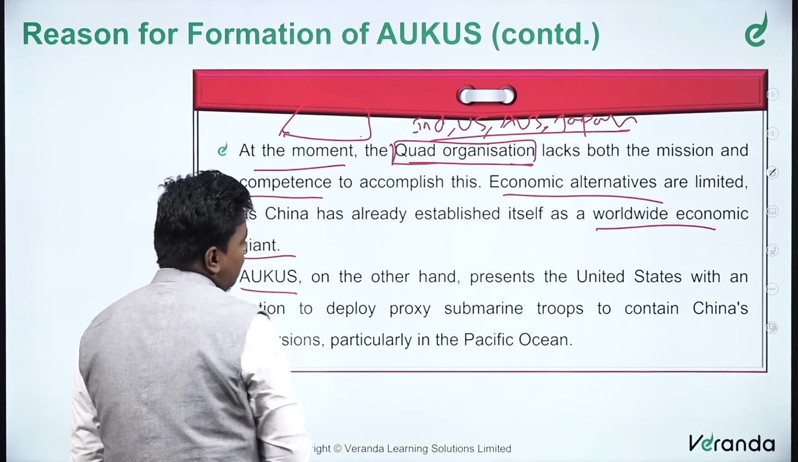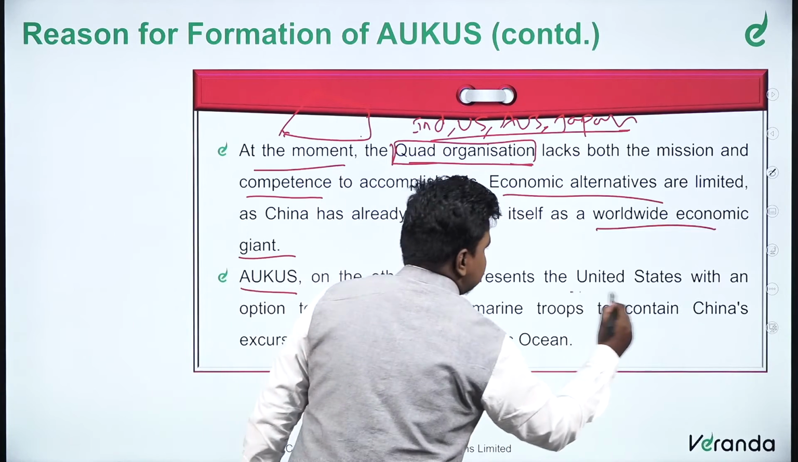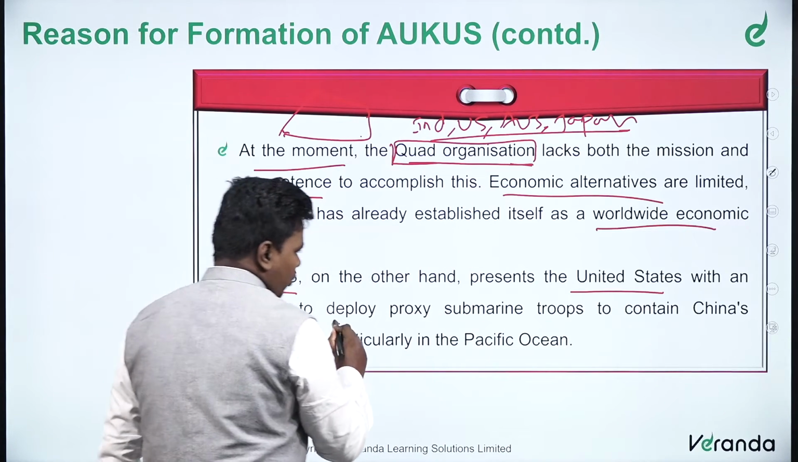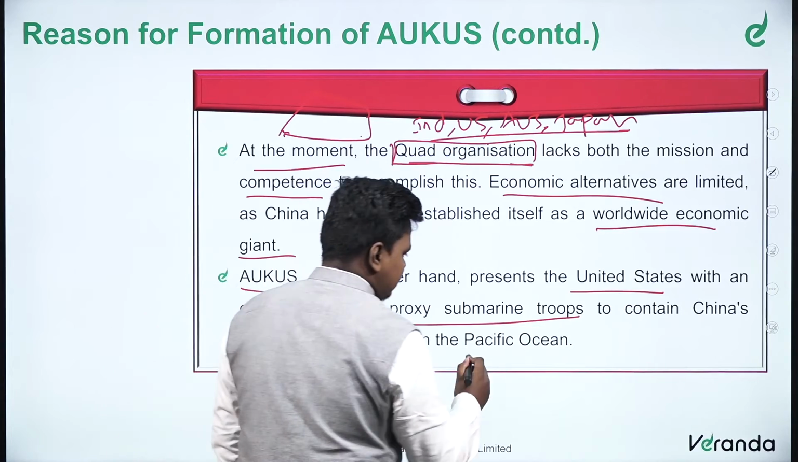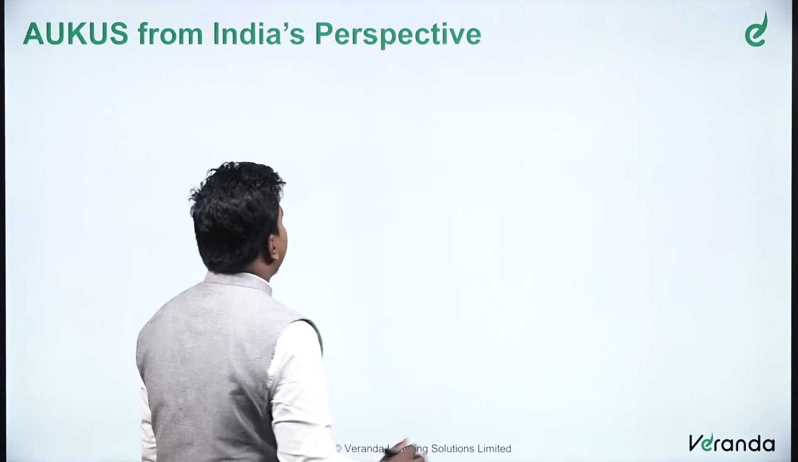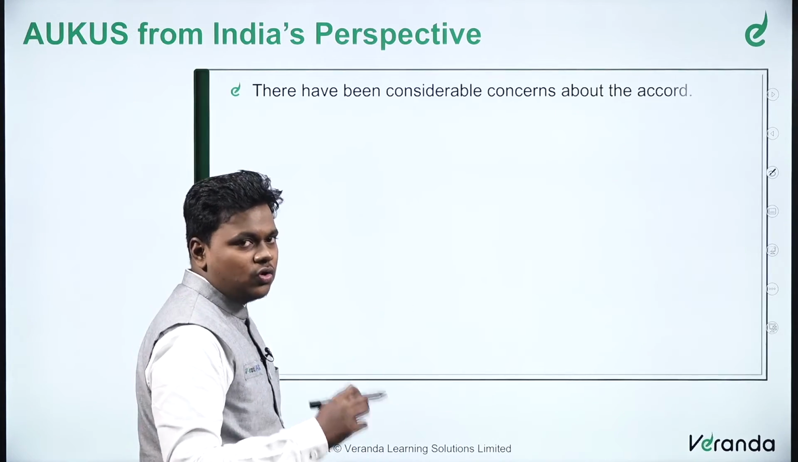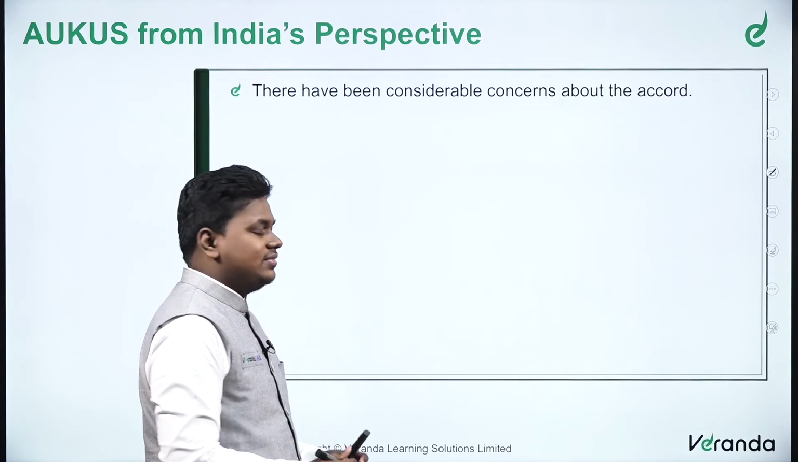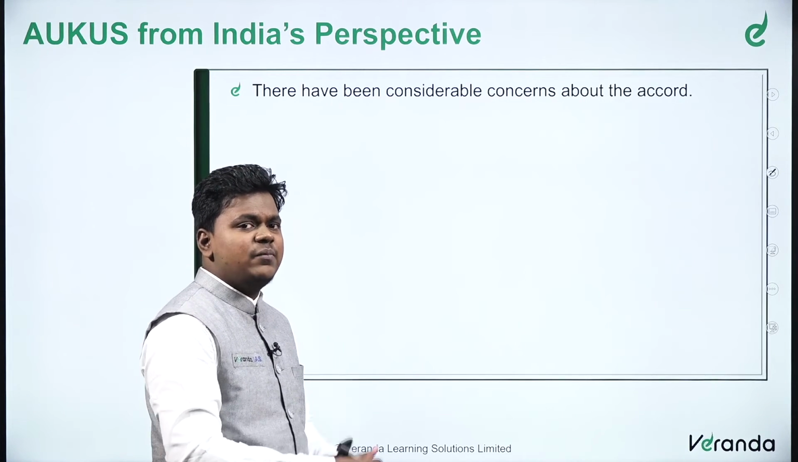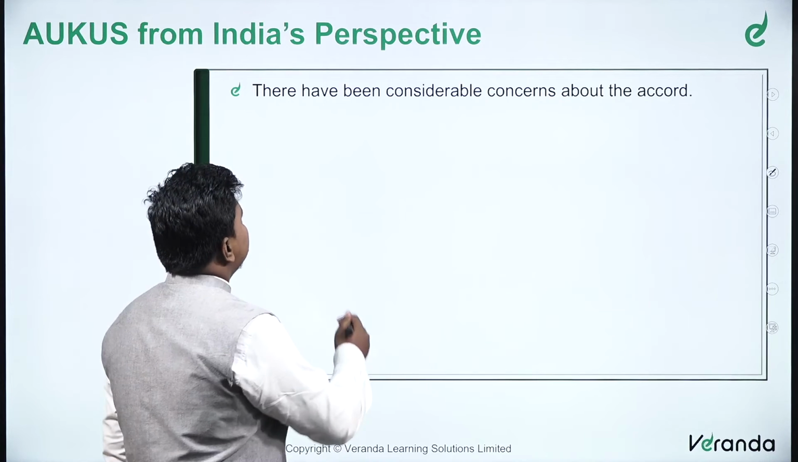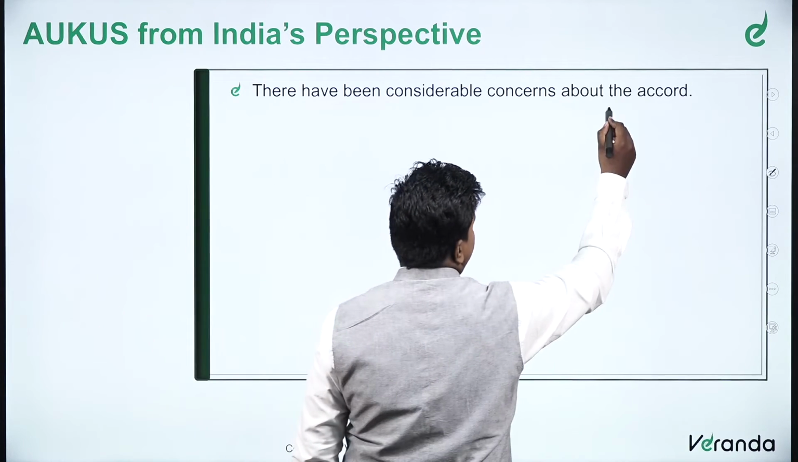Further, AUKUS, on the other hand, presents the United States with an option to deploy proxy submarine troops to contain China's excursions, particularly in the Pacific Ocean. Now let's discuss AUKUS from India's perspective. A grouping has been formed to counter China. So why is it important for India? Let's see about that. There have been considerable concerns about this accord.